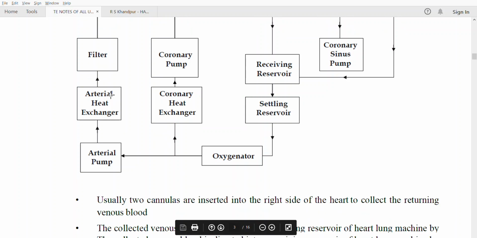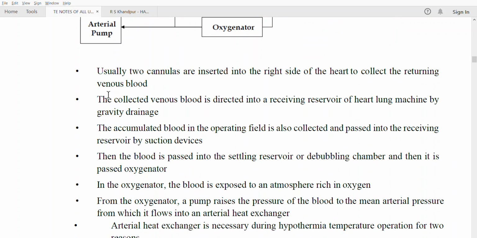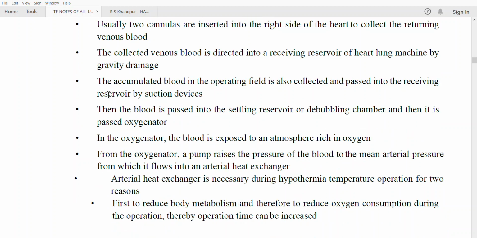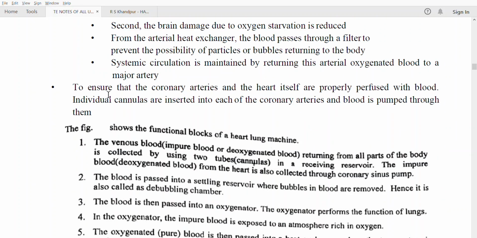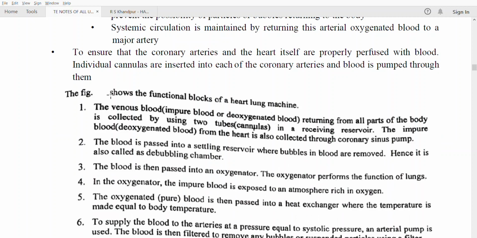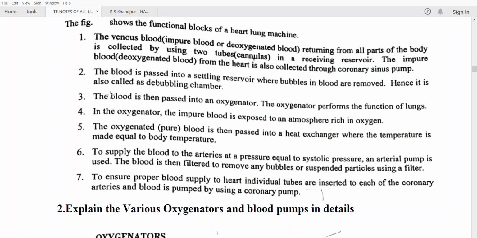Usually there are two cannulas. Cannulas are pipes that are inserted into the right side of the heart to collect the returning venous blood. The collected blood is reserved, and whatever we have said there can be listed out here along with functional block diagrams of each, and you should write everything sequentially.